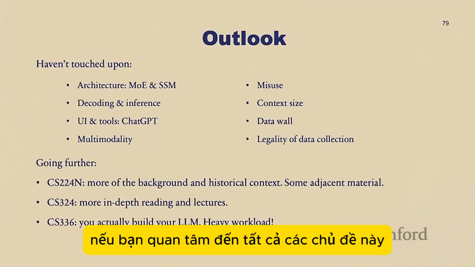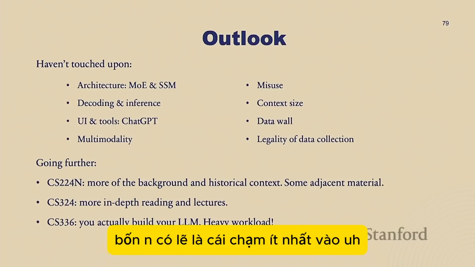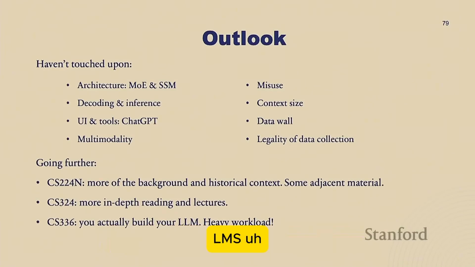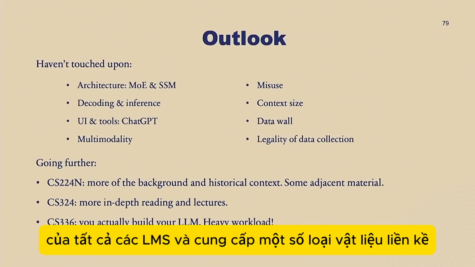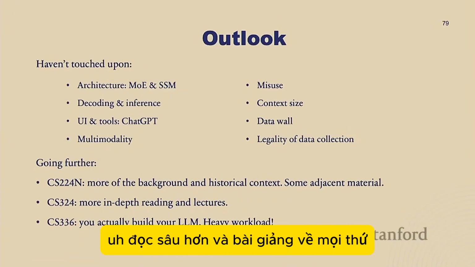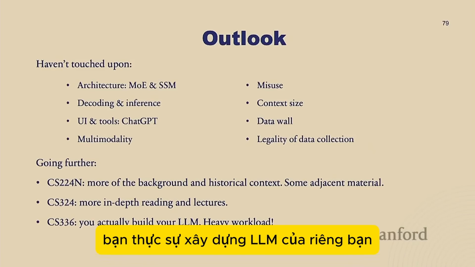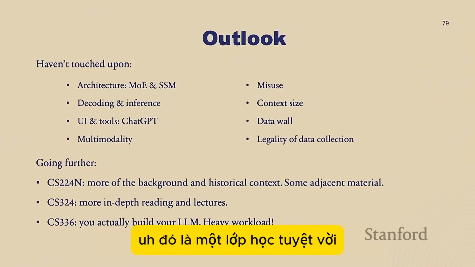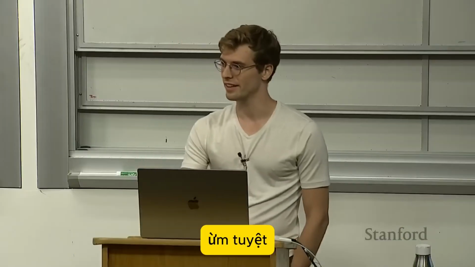If you are interested in all these topics, I would suggest 3 classes. CS224N is probably the one that touches the least on LLMs, but it gives some background and historical context of all the LLMs and gives some adjacent material. CS324, I think it's just called Large Language Models: more in-depth reading and lectures on everything I talked about. CS336, which is Large Language Models from Scratch. You actually build your own LLM. It's an amazing class, also given by my 2 supervisors. Very heavy workload, so be careful. Great.